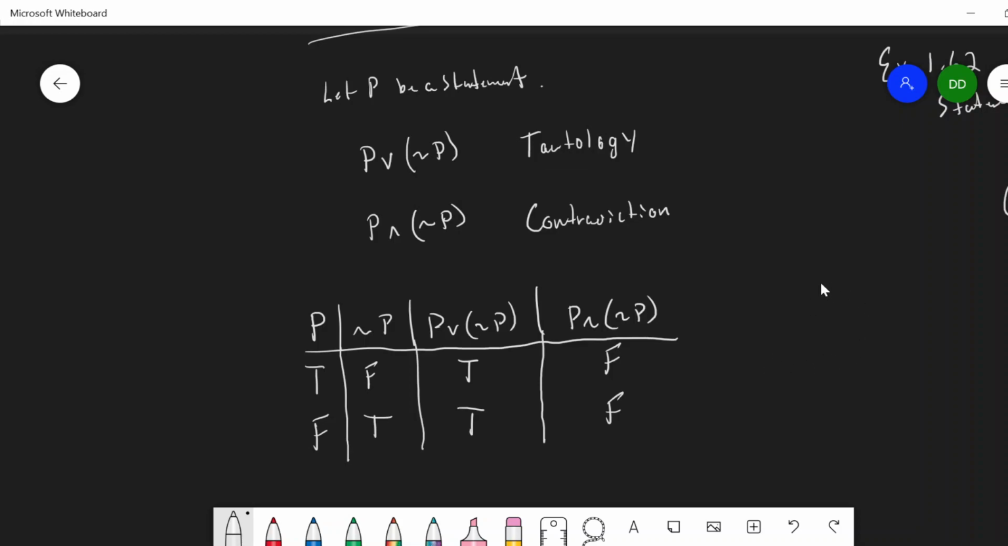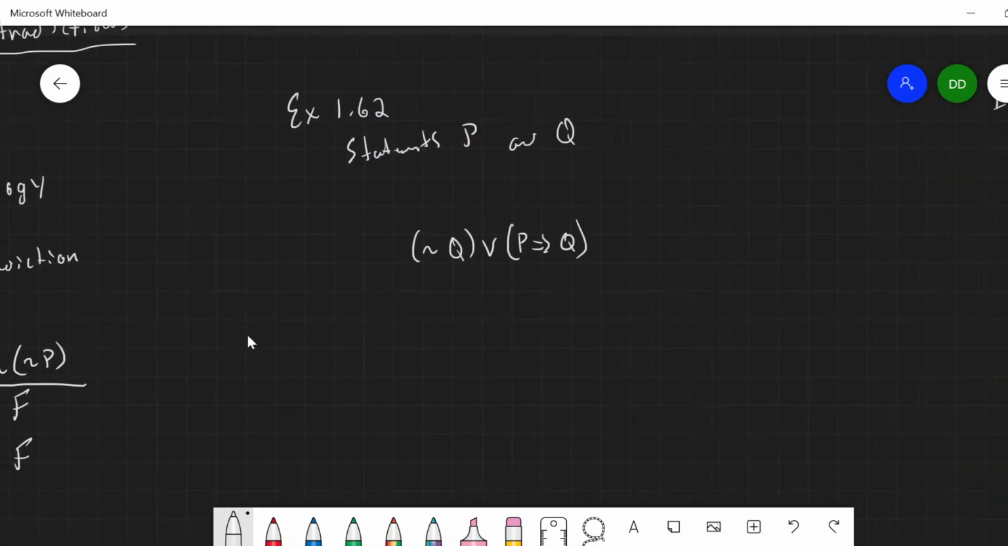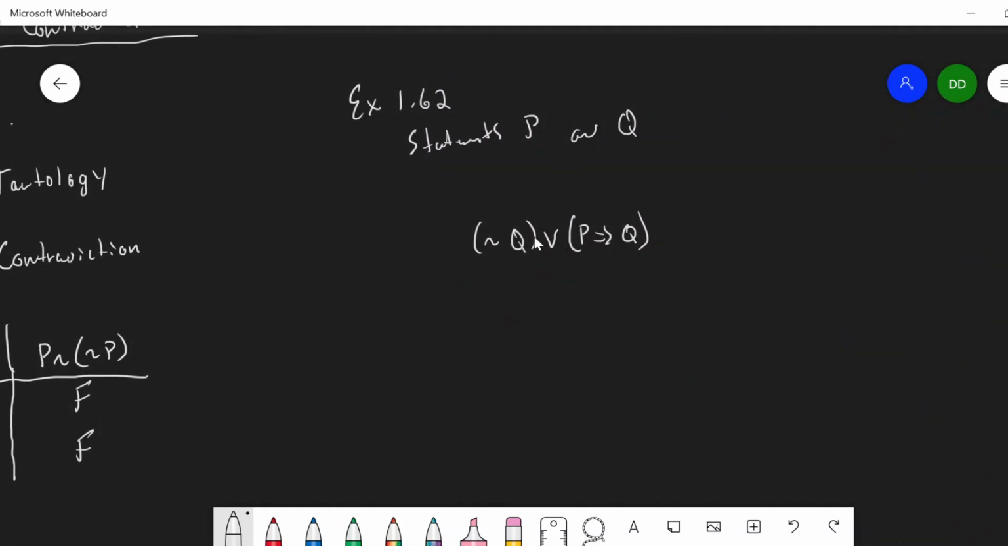Let's take a look at a little bit more complex of an example, but not too complex. This is example 1.62 in our text. We have statements P and Q, and we can form the statement not Q or P implies Q. So this turns out to be a tautology, that this statement is always true no matter what P and Q are. We could show this with a truth table, and indeed, hopefully you're following along with the text. Hopefully you have your text right beside you. You can take a look at the truth table for that statement in this example and see that they're all true. But I want to offer another way to show that this is a tautology.